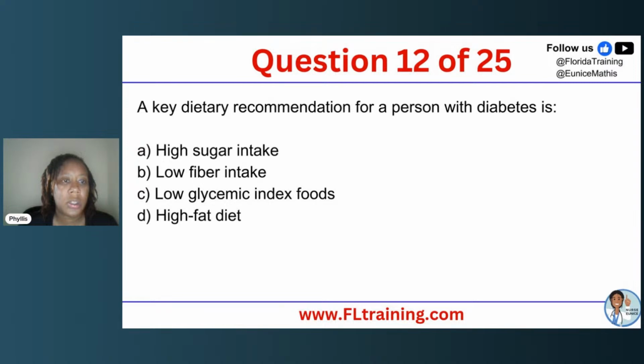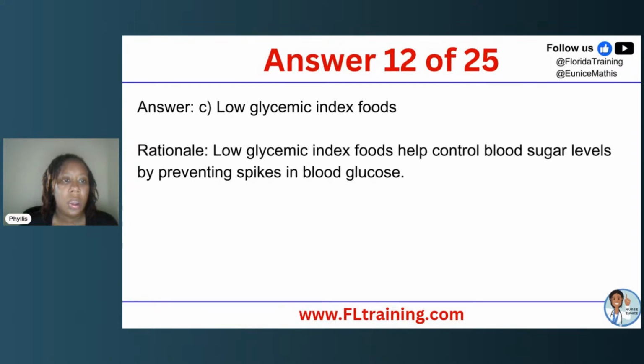All right, let's go ahead and reveal the answer. If you chose C, you are absolutely correct. Low glycemic index foods help control blood sugar levels by preventing spikes in blood glucose.